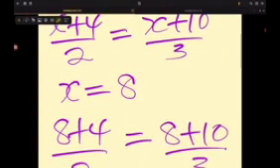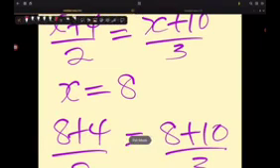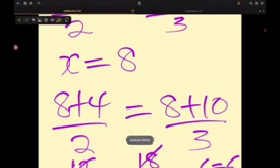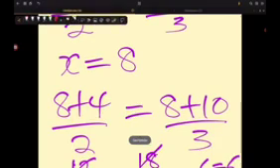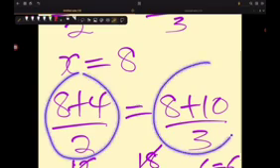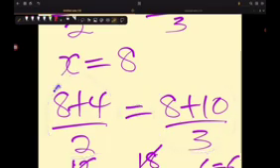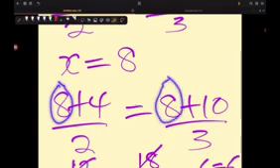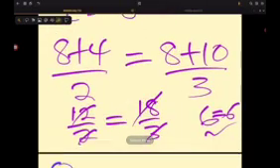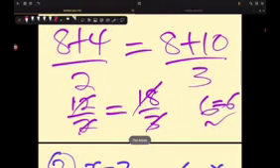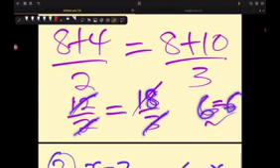We then see 8 plus 4 divided by 2, and 8 plus 10 divided by 3, because this is the second x. 8 plus 4 is equal to 12, and we bring the 2. 8 plus 10 will give us 18, and we bring the 3. 2 goes into 12 six times, and 3 goes into 18 six times. So 6 is equal to 6.